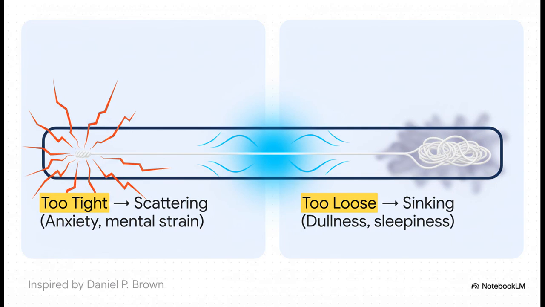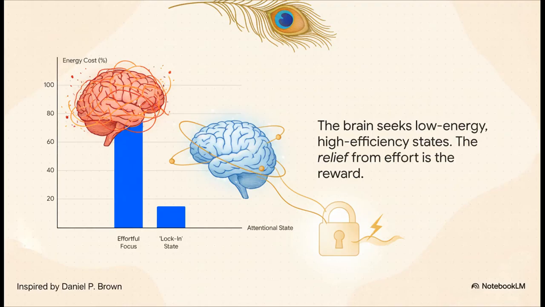I like to think of it as an adjustment dial. If you turn it up too high, if you apply way too much effort, your mind gets tight and just scatters into anxiety and strain. But if you turn it too low, if you're too loose, you just sink into dullness or even sleepiness. The actual skill is learning to navigate between those two failure modes, to find that perfect, balanced state right in the middle. And the payoff for finding that sweet spot? It's huge.